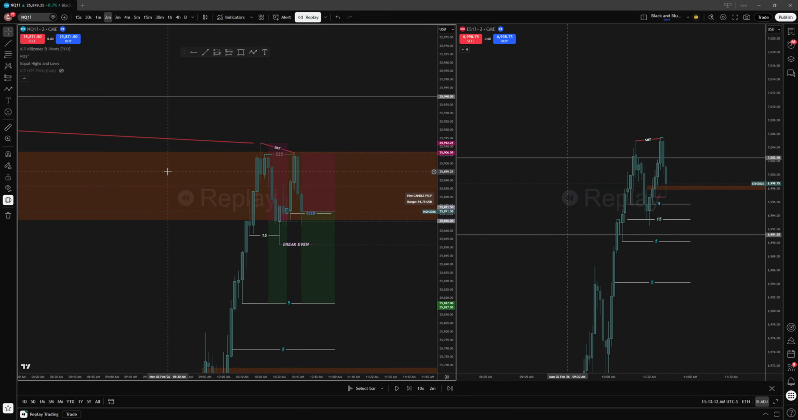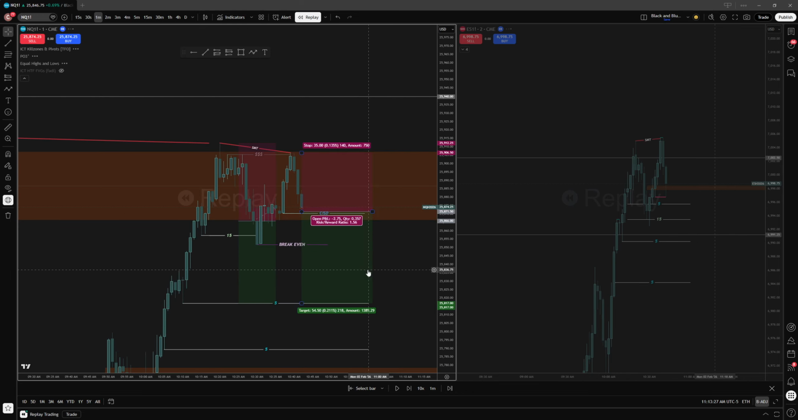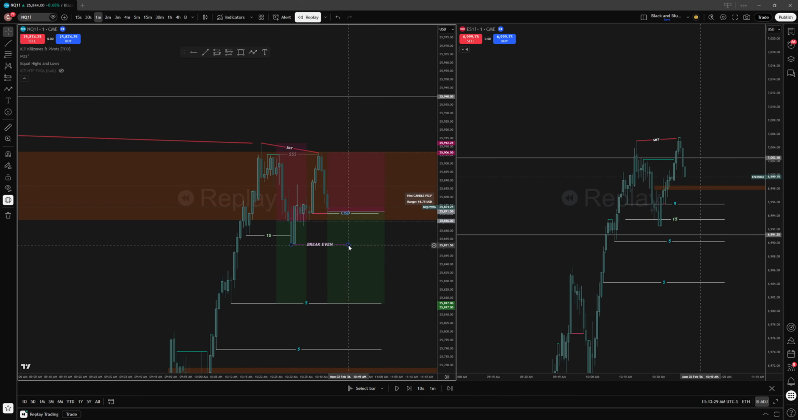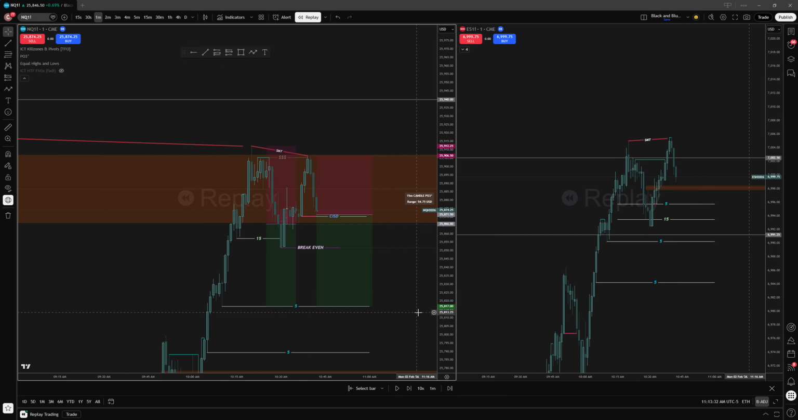We have internal SMT, external SMT inside the hourly fair value gap. Both NQ and ES are rejecting. We are inverting this 2-minute, and ES is displacing past these candle lows. So I took this 2-minute, and we're going to go break even at the 15-minute intermediate low that traded into the 15-minute fair value gap.